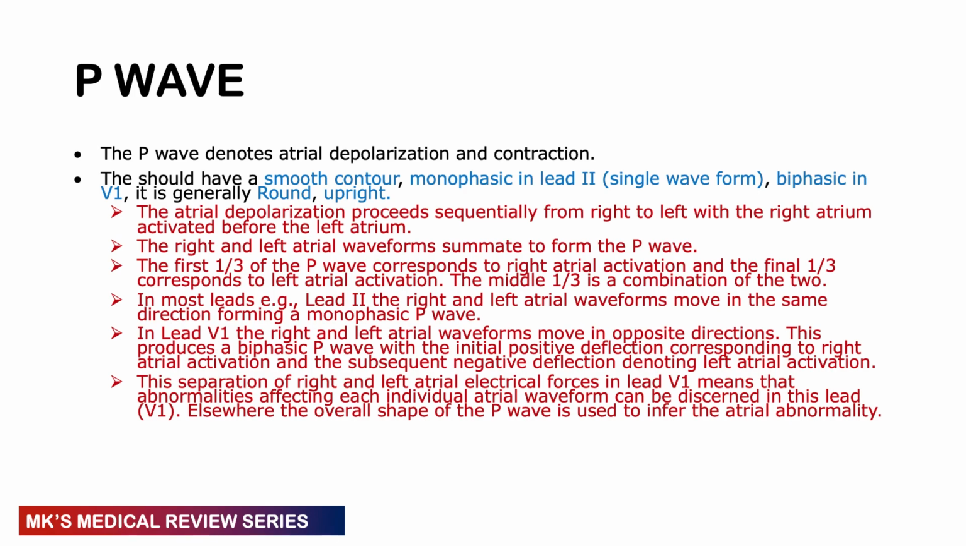If there's a pathology affecting the right ventricle, you see that the first wave of that V1 P wave is going to be abnormal. If there's a problem with the left atrium, there's going to be that second wave being bigger than normal. If there's a problem with both atria, there's going to be a problem generally with both waves.